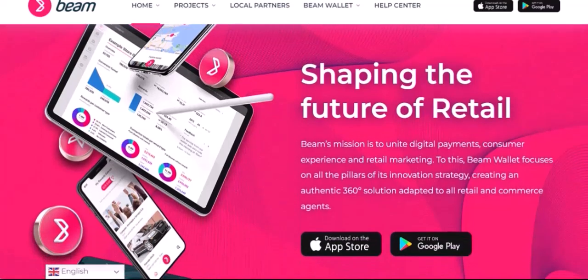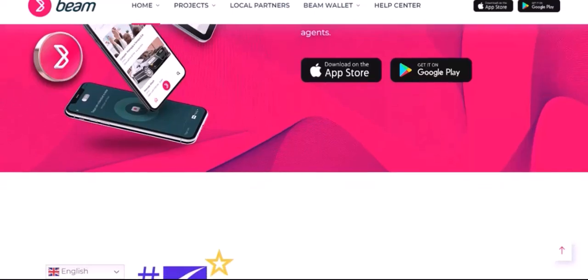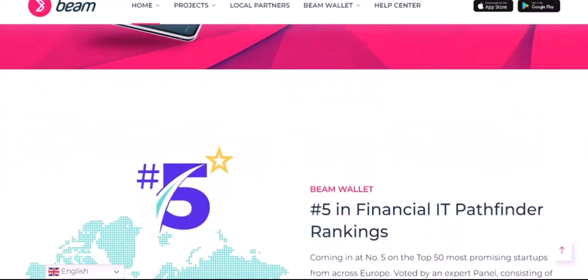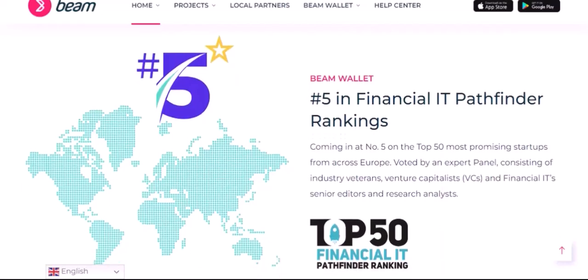Building context. Now, you might be thinking, isn't Beam its own currency? And you'd be partially right. Beam is a cryptocurrency, meaning it exists digitally and operates independently of traditional banking systems. However, it's not just another digital coin. Beam is built on a groundbreaking technology called Mimblewimble, a privacy-focused protocol that enhances anonymity and fungibility.